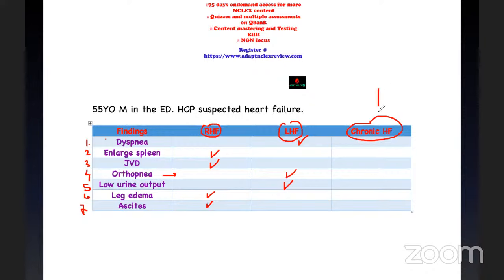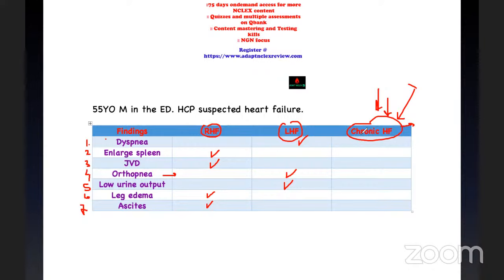But then chronic heart failure, how would you know? When the NCLEX asks you about heart failure, if they want you to worry about right heart failure, they will say right. If they want you to worry about left, they will say left. If they don't say anything, they mean chronic heart failure. It's not memorization, but concept.